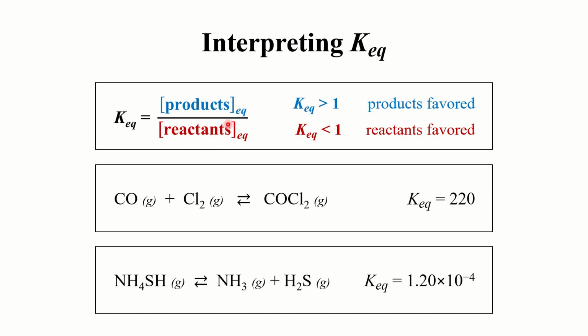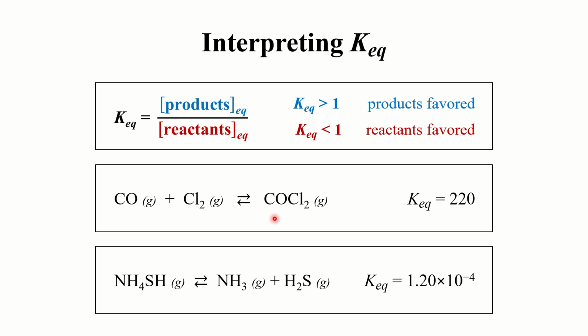If your KEQ is less than 1, reactants are favored. Why? Again, think about it just in terms of basic fraction math. If I have a fraction where the number on the bottom is bigger than the number on the top, so 1/2 or 2/3, 3/4, and so on, if you divide those values, 1/2 is 0.5, 3/4 is 0.75. When the number on the bottom is bigger, you get an answer that's less than 1. So if KEQ is less than 1, we know the number on the bottom must be bigger, meaning the concentration of the reactants is bigger, and we can say that reaction is reactants favored.